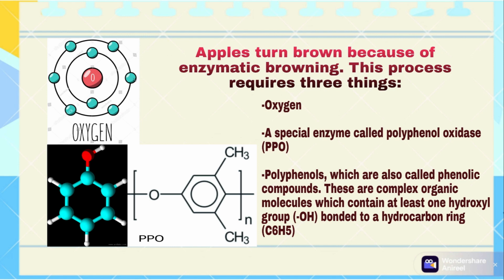Apples turn brown because of enzymatic browning. This process requires 3 things: oxygen, a special enzyme called polyphenol oxidase, PPO, and polyphenol, which are also called phenolic compounds. These are complex organic molecules which contain at least one hydroxyl group, OH, bonded to a hydrocarbon ring, C6H5. Under the right conditions, these 3 ingredients will combine to turn a delicious apple into something much less appetizing.